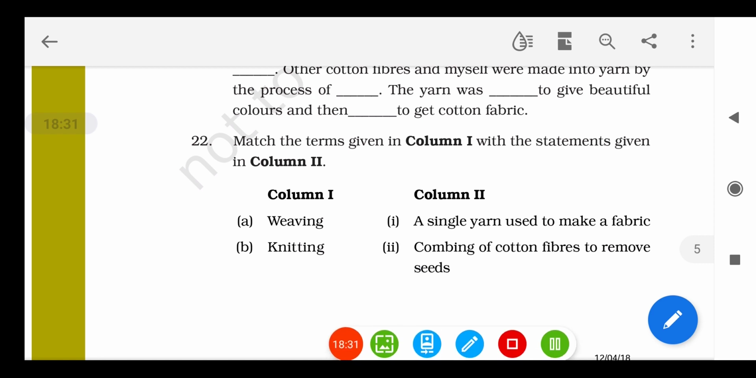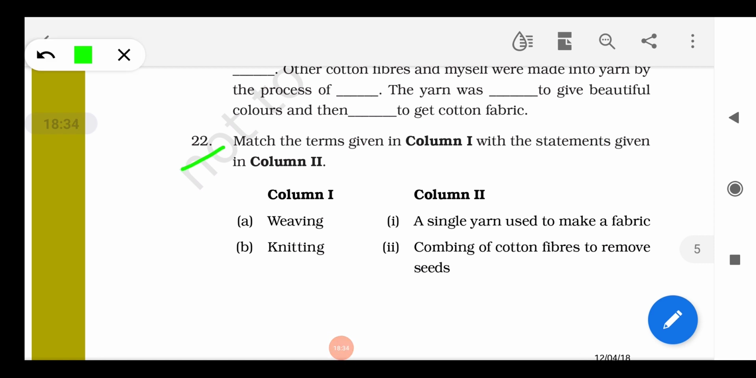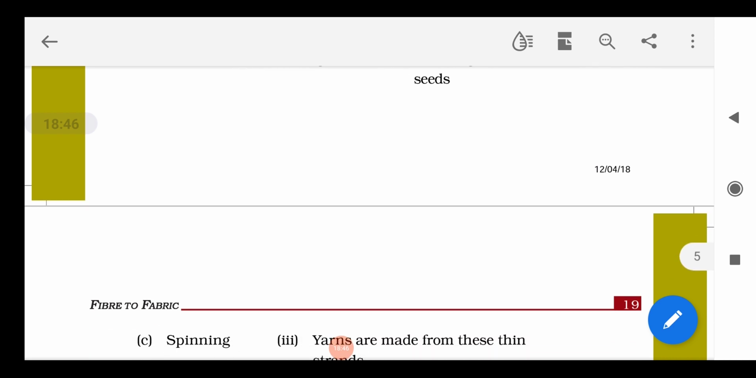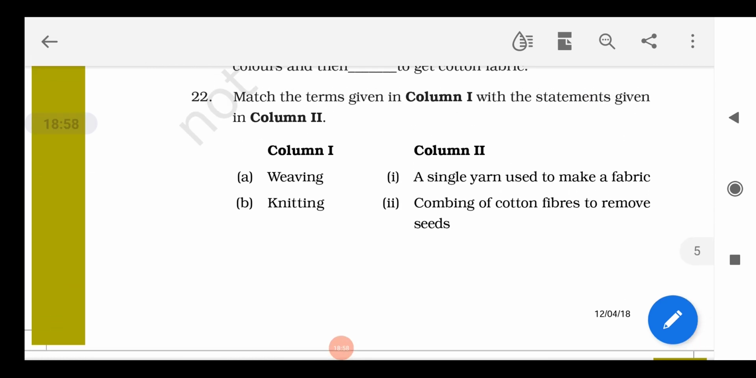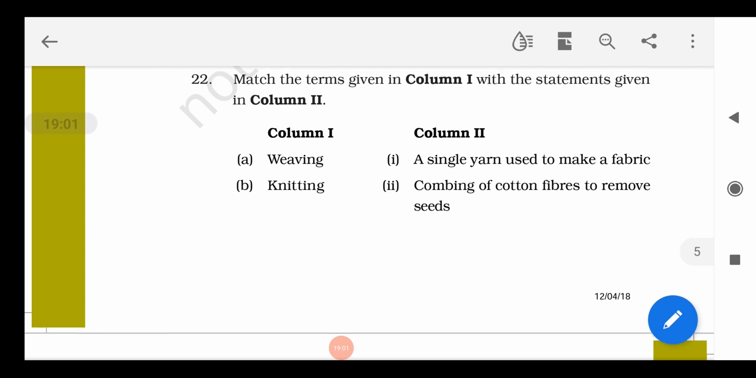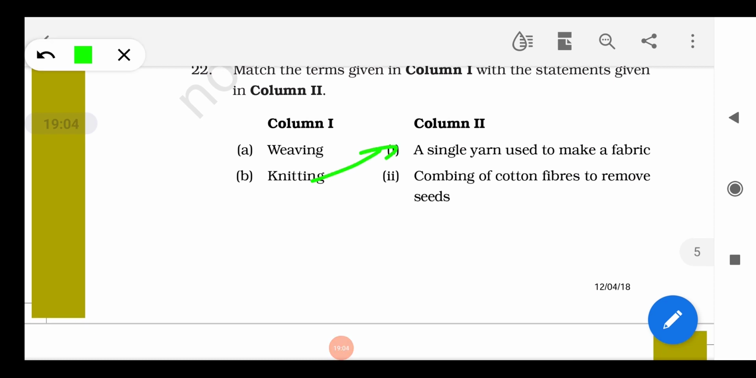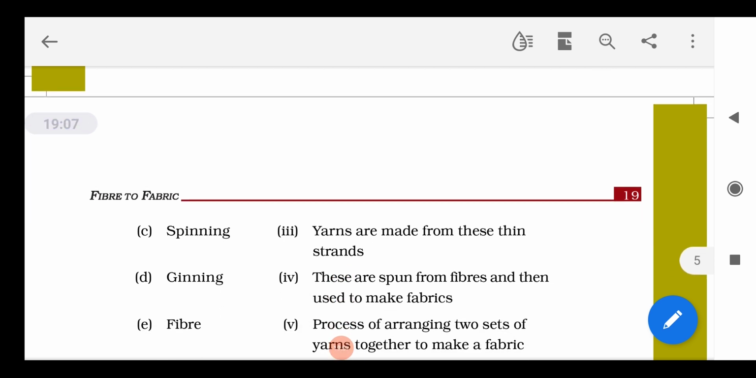Very interesting question. Question number 22. Match the column 1 with column 2 accurately. So let us see weaving. What is weaving? Weaving is the process of arranging two sets of yarn together to make a fabric. So one should be connected with the fifth option. Next is knitting. So knitting is a single yarn is used to make a fabric, as I was telling you before.